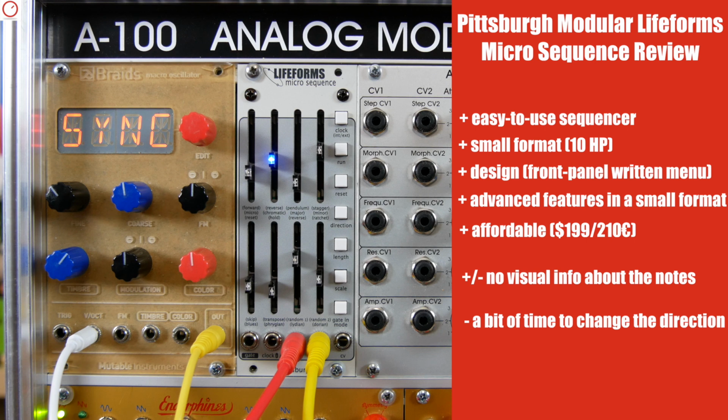But in summary, the Micro Sequence from Pittsburgh Modular is a great sequencer that has a lot of creative features, it's ideal for beginners, and you do not have to rob a bank because it's just $200.